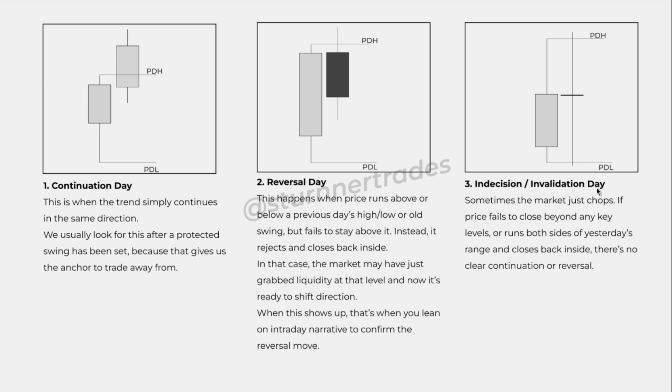Now, continuation day is when the trend simply continues in the same direction. We usually look for this after a protected swing has been set, because that gives us the anchor to trade away from. And in this first example, yesterday left a protected low, so we anticipate this next daily candle to continue higher and trade to that previous day high, and that's a bullish continuation day of previous day's range.